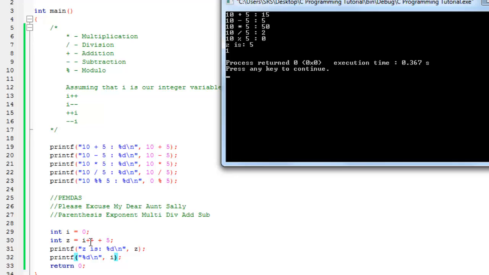The plus plus has a strictly lower precedence than the equal sign, meaning it happens very last. So in order of precedence here, the first thing that happens is the plus sign. The second thing that happens is the equal sign, and the very last thing that happens is the plus plus, because it came after the i value. So 0 plus 5 gets us 5 here for z, which is what we got, and then i was incremented by 1 after z got its value, which is why i is equal to 1.